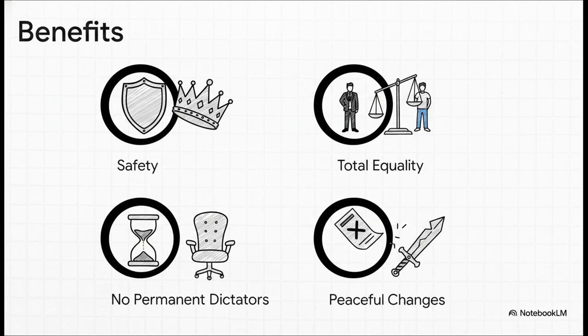First up, freedom, safety. This system actively stops wicked or overly powerful rulers from just abusing ordinary citizens. Next is total equality. I absolutely love this one. It doesn't matter if you're the richest person in town or struggling to get by, every single adult gets exactly 1 vote. Total equalizer. Third, no permanent dictators. Thanks to term limits, the system legally stops one person from clinging to power forever. And fourth, peaceful changes. When it's time to change a bad government, citizens use voting cards instead of weapons. That is a massive, real-world benefit for the peace of any country.